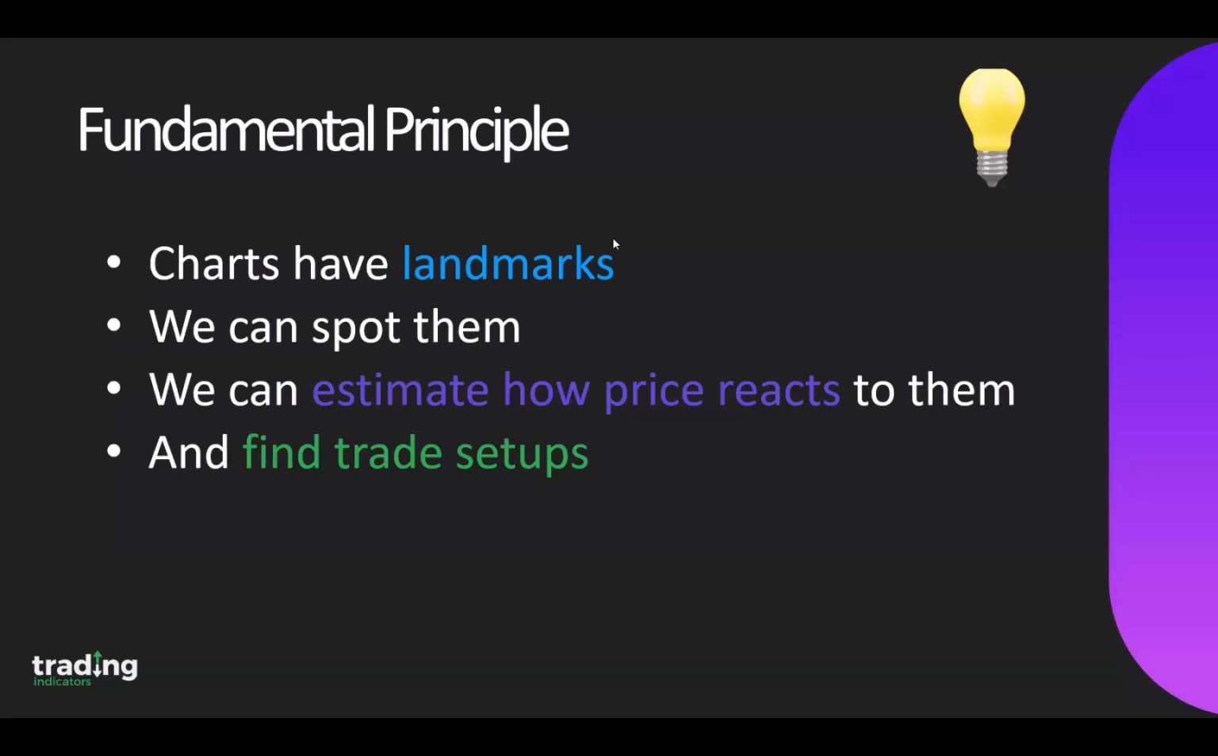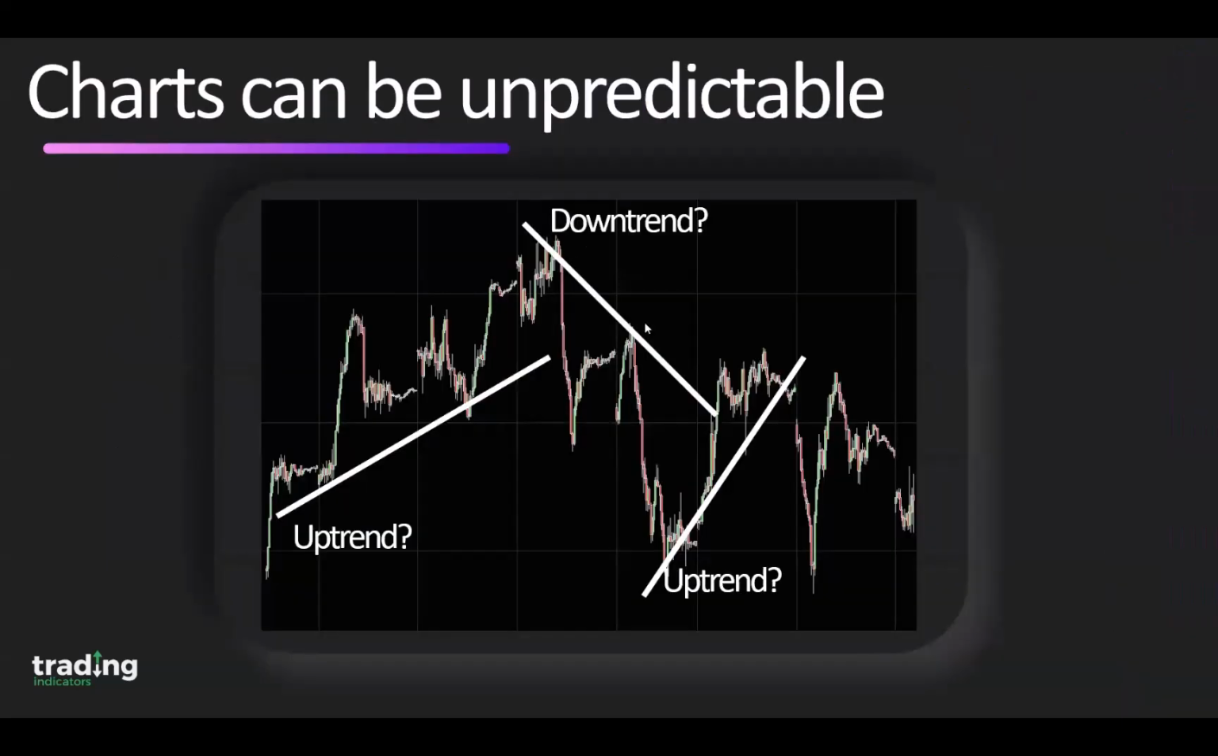Now, without knowing where these landmarks are, and just by looking at the chart perhaps with the naked eye, charts can be very unpredictable. As you can, for example, see here, an uptrend is shortly reversing into a downtrend and back up again. There seems to be no discernible pattern really on that chart many times, or on any chart many times, if you don't know where these key levels are.